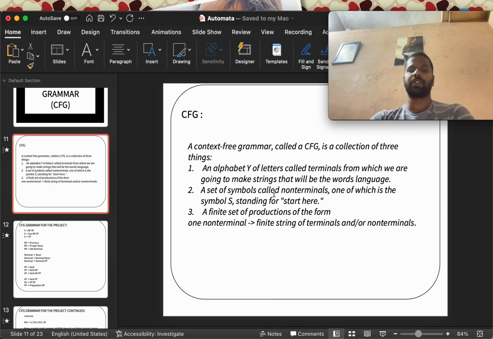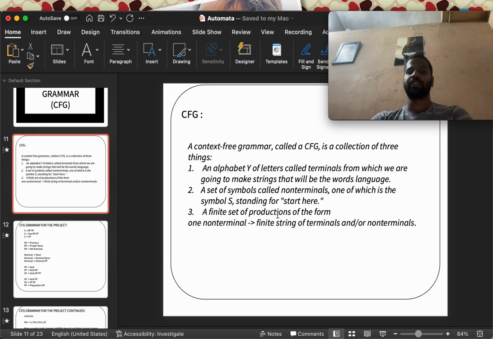A set of symbols called non-terminals. What is a non-terminal? A non-terminal is a word that can be replaced by other words, like how we can paraphrase a sentence three, four, or maybe many times, but we cannot change a few words in those sentences, like nouns and verbs, especially the nouns, which are called terminals. The words that can be replaced with any other words are called non-terminals, one of which is called the symbol S, standing for start.